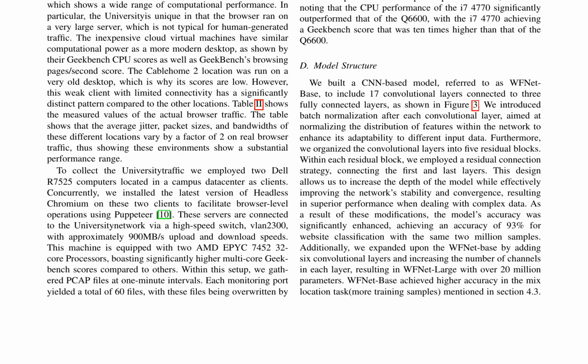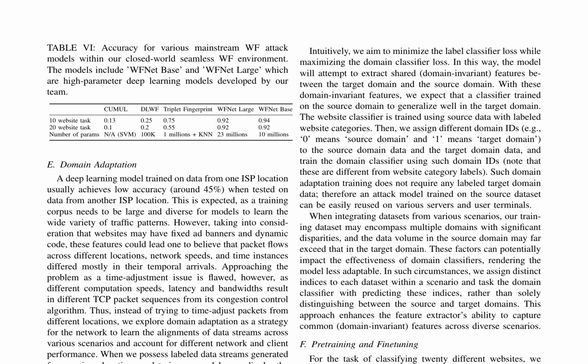The dataset is collected using Puppeteer and T-Shark, monitoring 2 ports and yielding 60 files overwritten hourly. The performance of the Intel Xeon processor is compared to the AMD EPYC Milan architecture, highlighting the significance of single-core performance. This research delves into the realm of website fingerprinting attacks, which exploit packet-level information to identify websites visited by users.